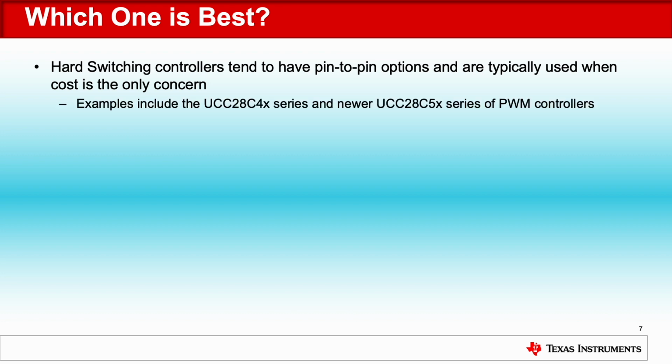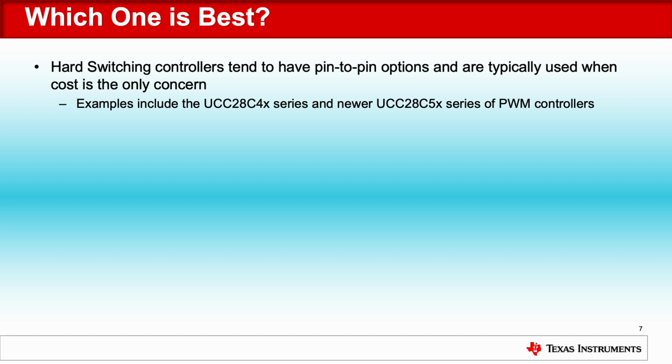So which one is best for your application? Hard switching controllers tend to have pin-to-pin options and are typically used when cost is the only concern. Examples of this include our UCC28C4X series and the newer UCC28C5X series of PWM controllers. The difference between these two is that the UCC28C5X increased the voltage rating up to 30 volts, lowered the startup current down to 75 microamps, and lowered the standby operating current down to 2 milliamps. But it's pin-to-pin with the UCC28C4X series.